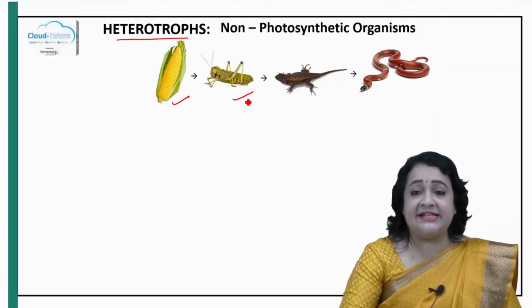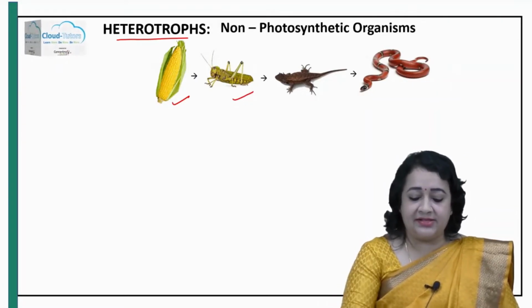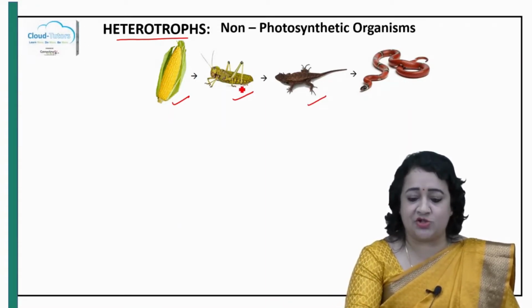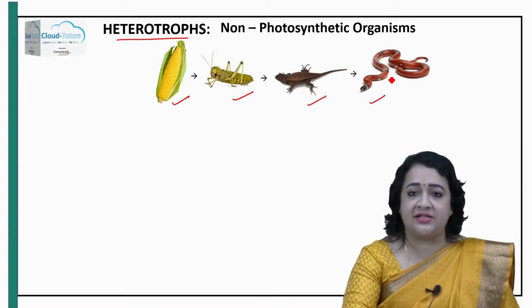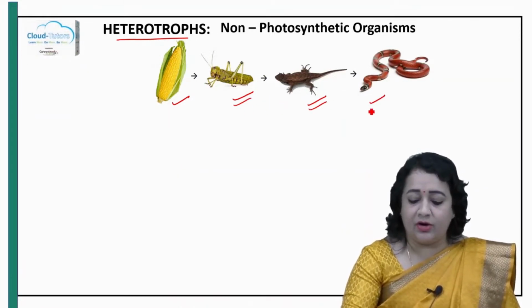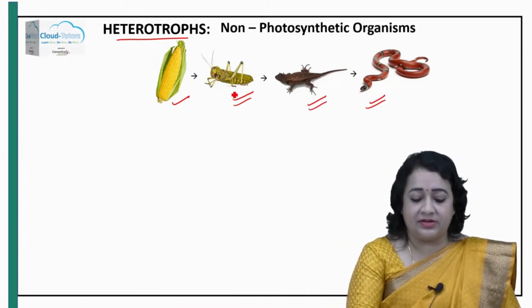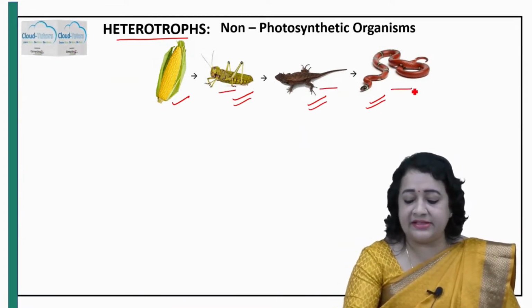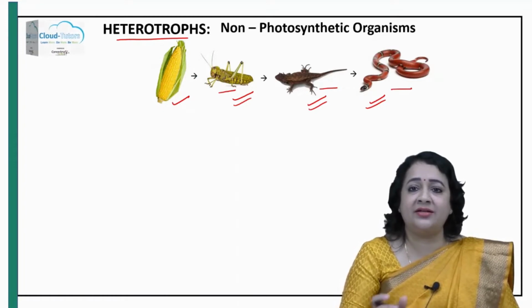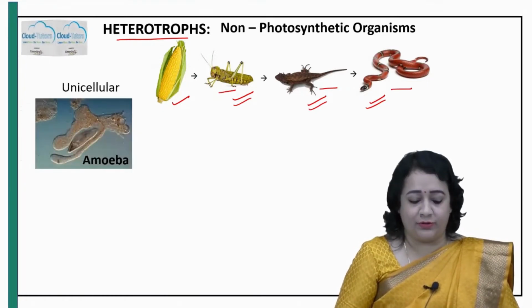That is eaten by a herbivore. This herbivore will be eaten by a carnivore. Here is a lizard consuming the grasshopper. Then we have a snake consuming the lizard. So these are all the heterotrophs. Grasshopper, lizard, snake, these are all heterotrophs since they depend on other organisms for their food.